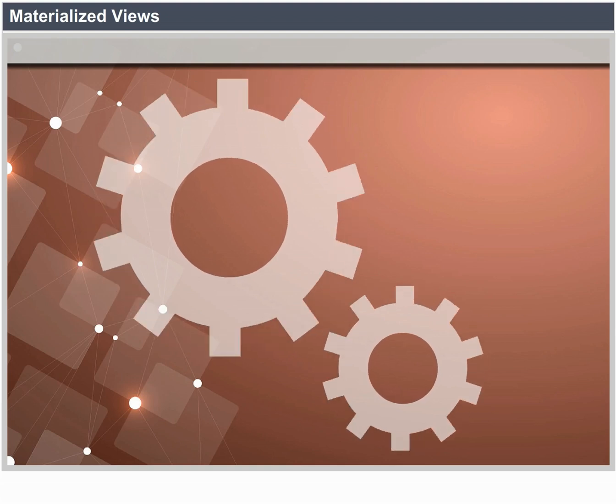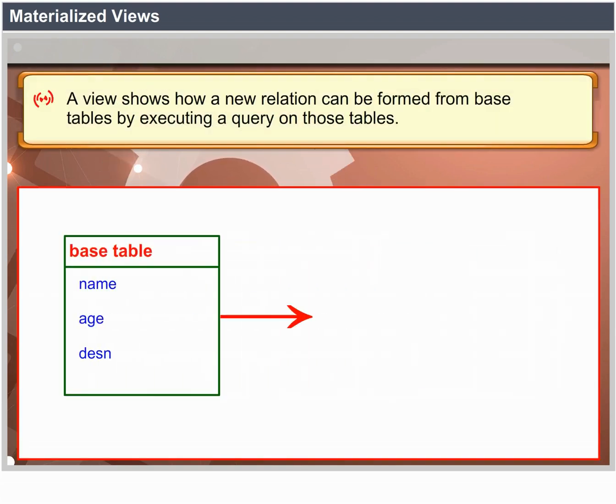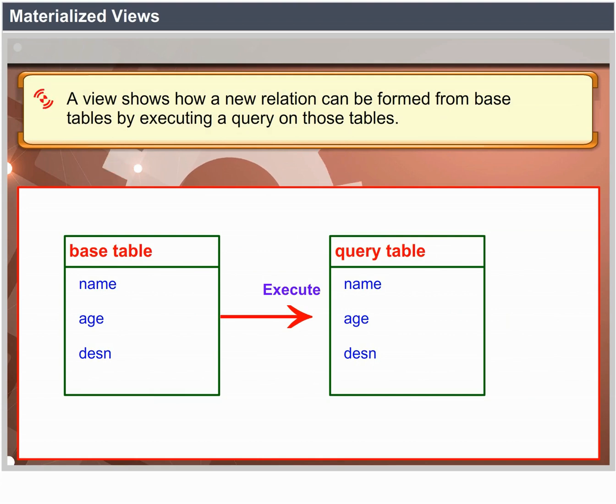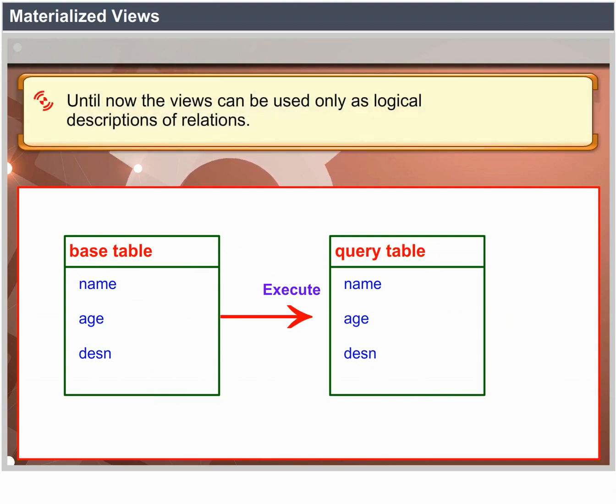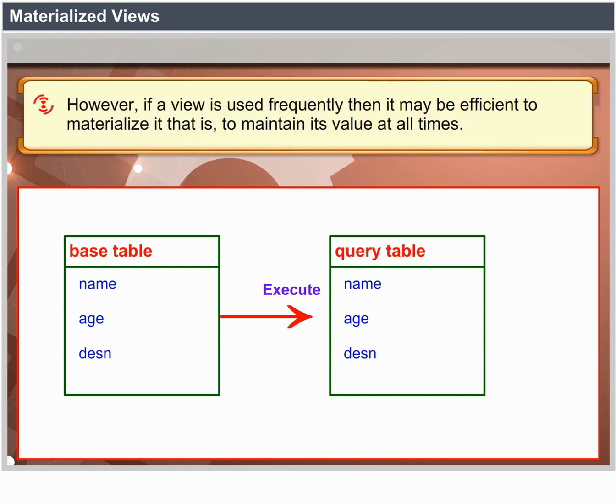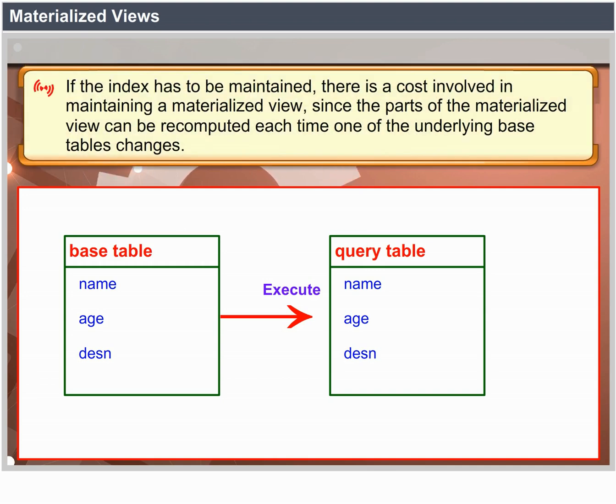Materialized views. A view describes how a new relation can be constructed from base tables by executing a query on those tables. Until now, we have thought of views only as logical descriptions of relations. However, if a view is used frequently enough, it may even be efficient to materialize it, that is, to maintain its value at all times. As with maintaining indexes, there is a cost involved in maintaining a materialized view since we must recompute parts of the materialized view each time one of the underlying base tables changes.